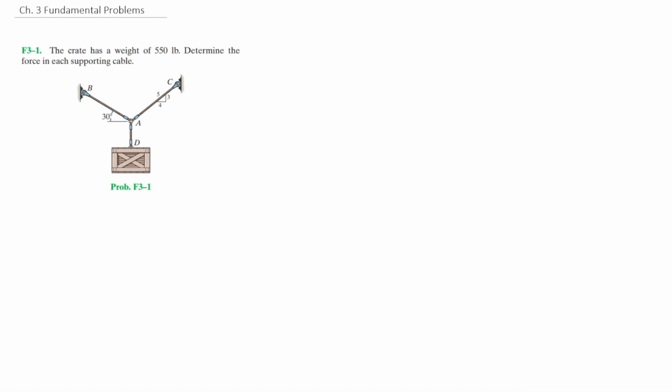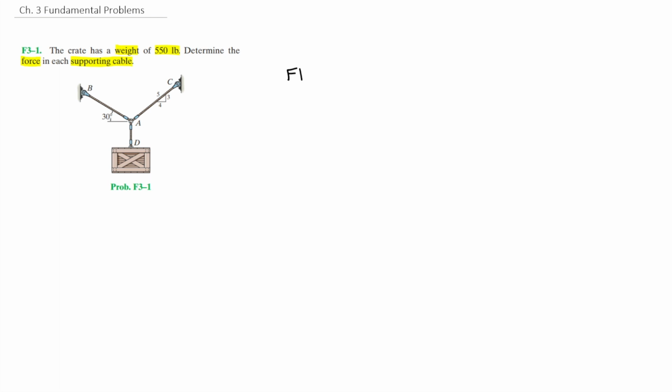Example F3-1 says the crate has a weight of 550 pounds, and we need to determine the force in each supporting cable. From the diagram, we can see that the two cables are supported at points B and C, and they are fixed to walls. Cable AD supports the box itself. We are also given 30 degrees for cable AB and a slope triangle for AC.